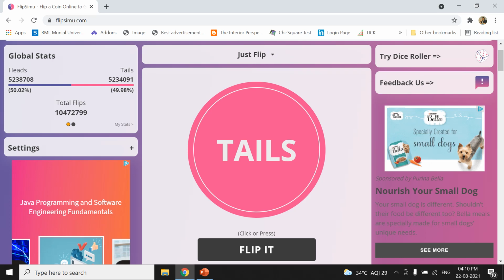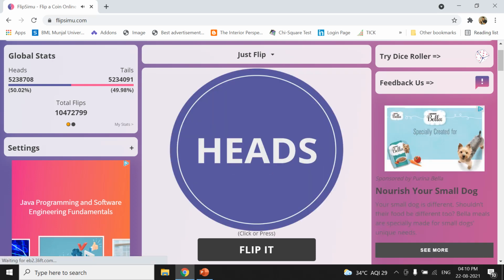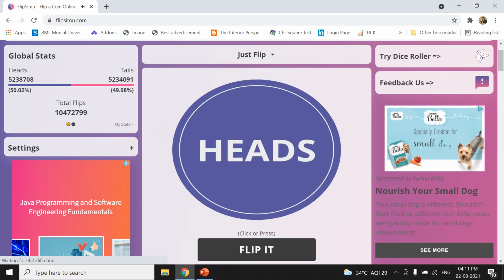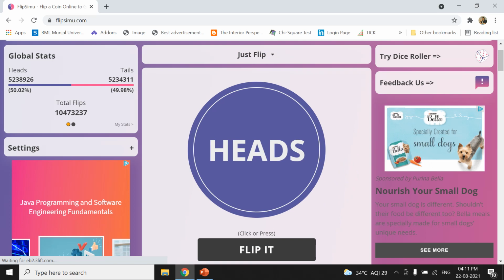I have here in front of me an online coin simulator or emulator, if you would want to call it. So I can either click the coin, I can flip it, or I can click a button to flip it. So let's do the first thing here. I'll just click on this and I get a head.